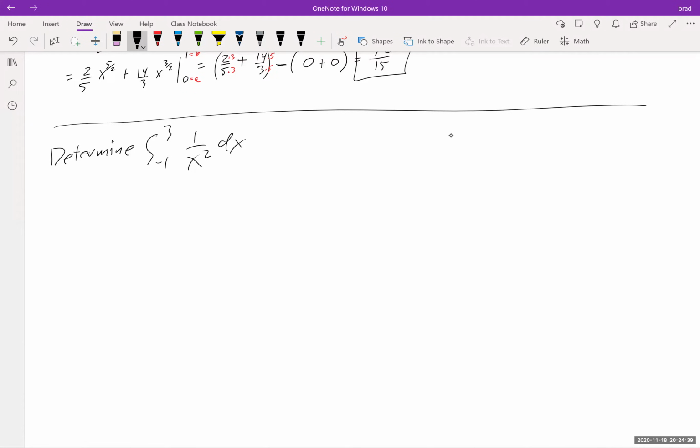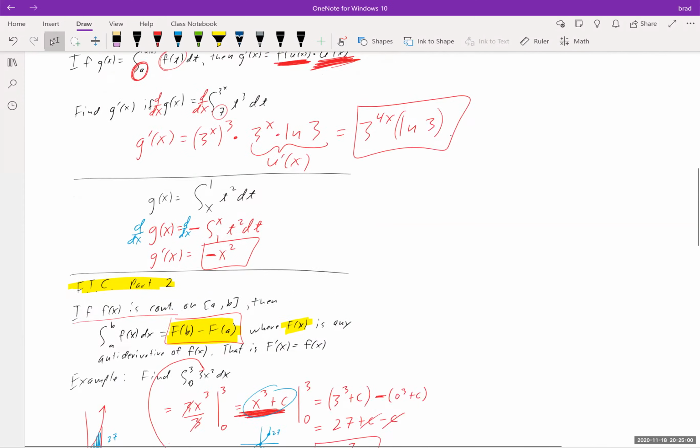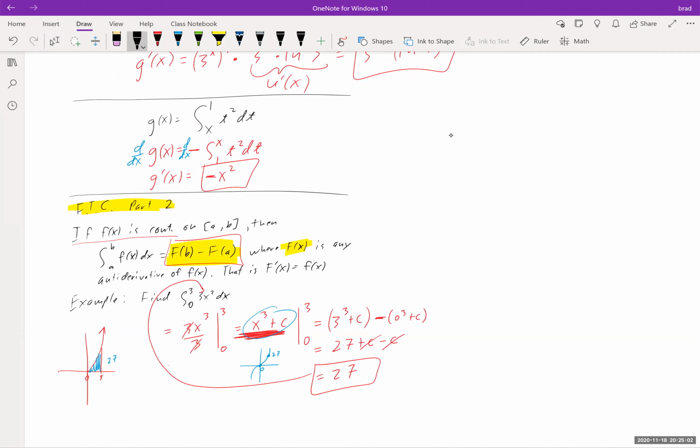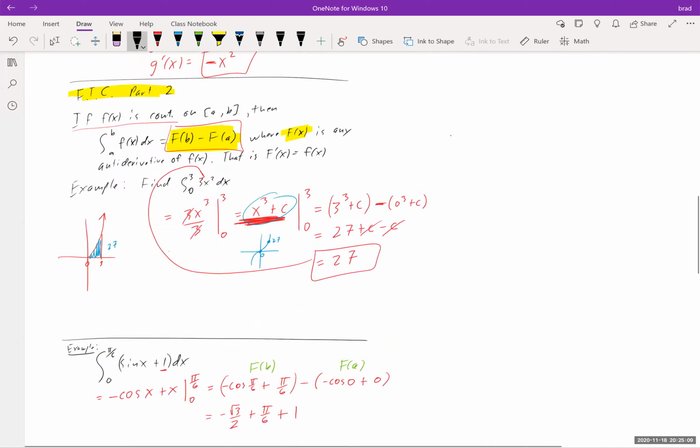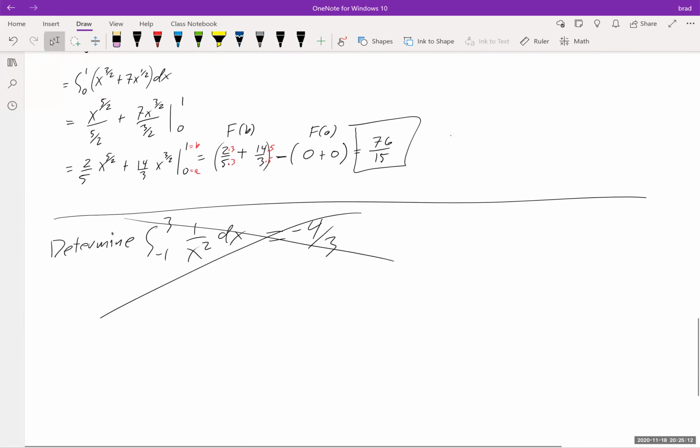Okay, so hopefully you guys unpause the video, and the problem is many of you may have gotten this. I think many of you might have gotten -4/3. Okay, this is the wrong answer. What was the first rule of the definite integral? So let's go back up here to the fundamental theorem of calculus part 2. It says if f of x is continuous on a to b, then you're allowed to do this. Is this function continuous on a to b?